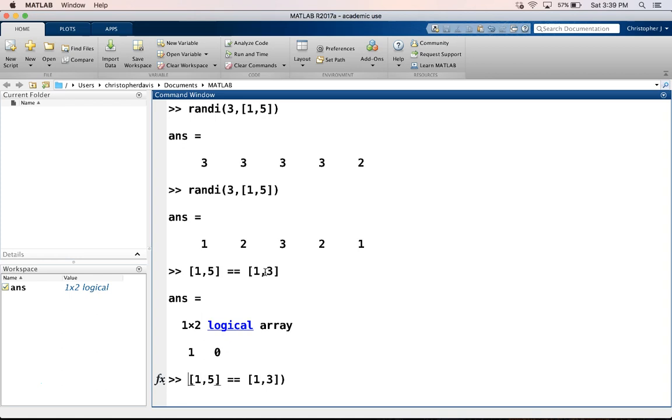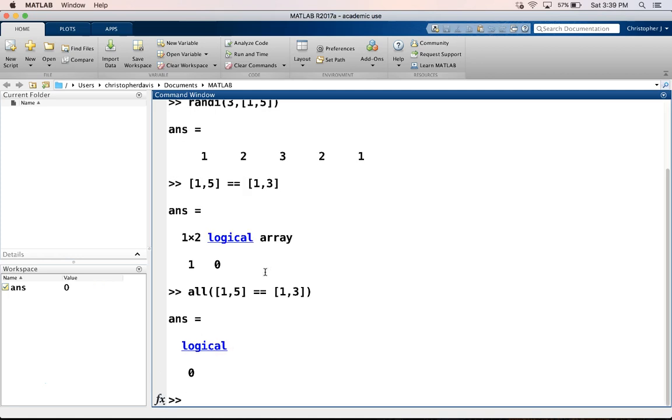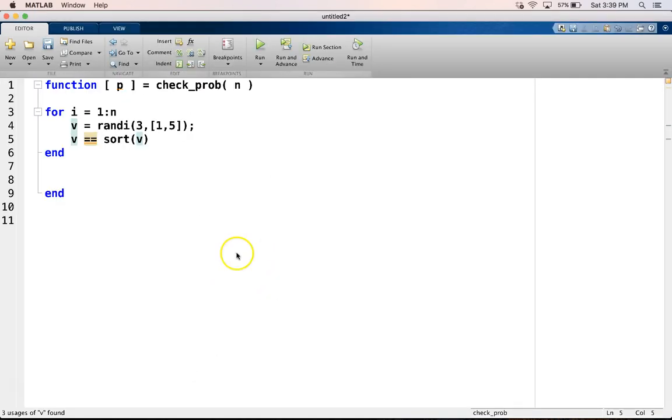Then one way I can do that is I can put it inside this keyword all. And then I get false. No, they're not all equal to each other. So let me do that here. If v is already sorted, then what do I want to do? Well, then that counts as a success in my experiment.